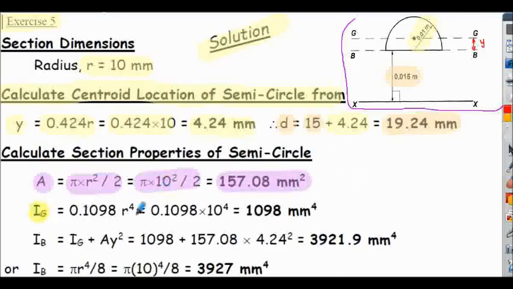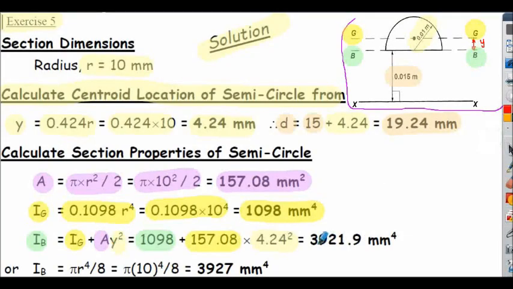The I value about the GG axis, that's the centroidal axis, calculated again from the approximate formula for the second area moment. So 0.1098 r to the 4 is a value of 1098 millimeters to the 4. So using the parallel axis theorem to calculate the second area moment about the base, BB, of the semicircle, that's the IG plus the AY squared. So IB is 3,921.9 millimeters to the 4.